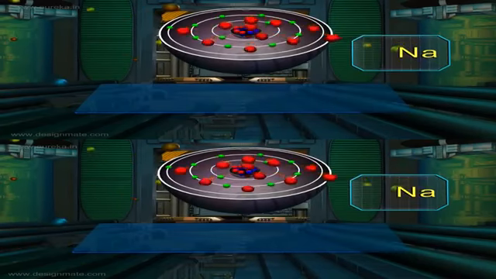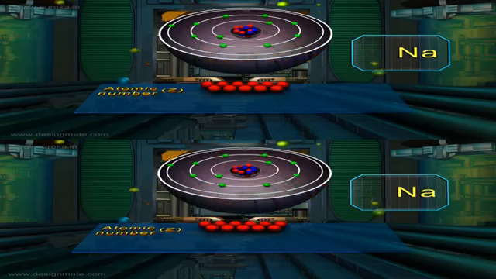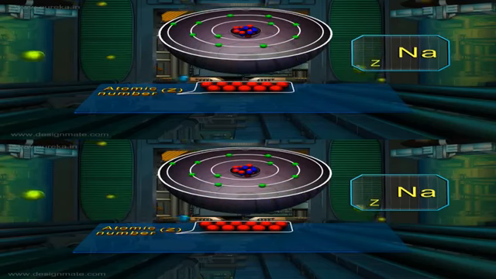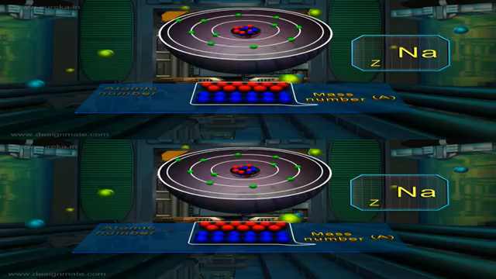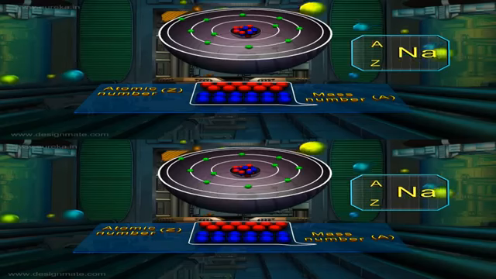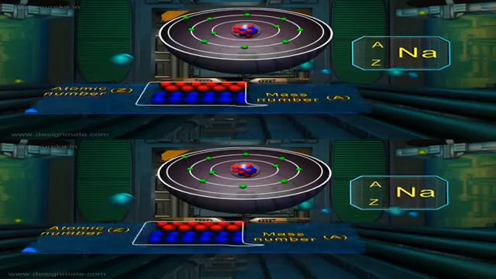The number of protons in an atom is called its atomic number and is represented by Z, while the sum of its protons and neutrons is called its mass number, which is represented by A.